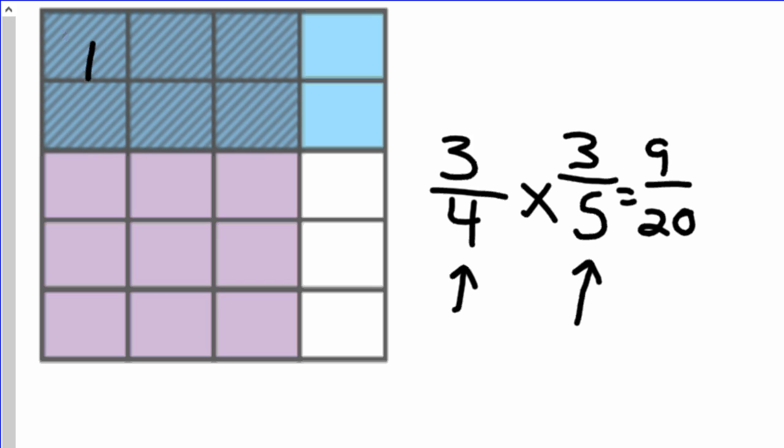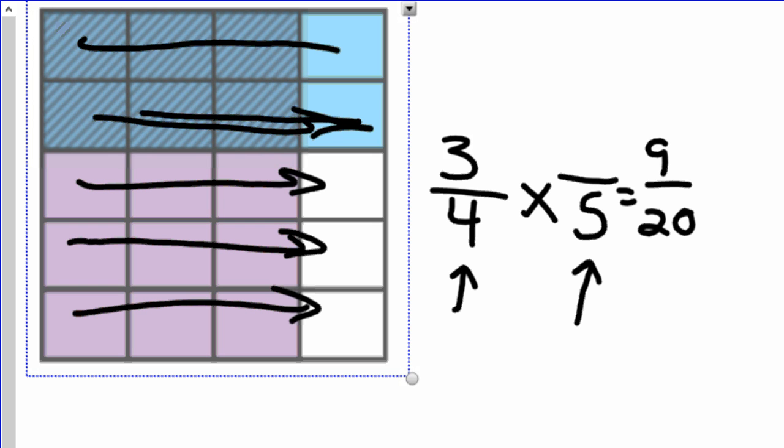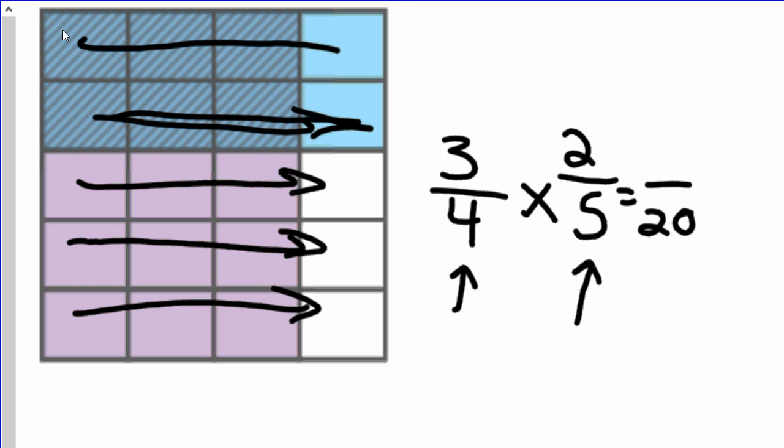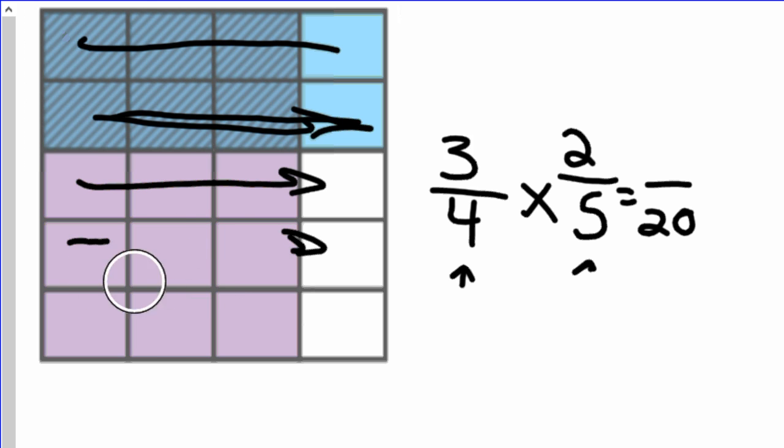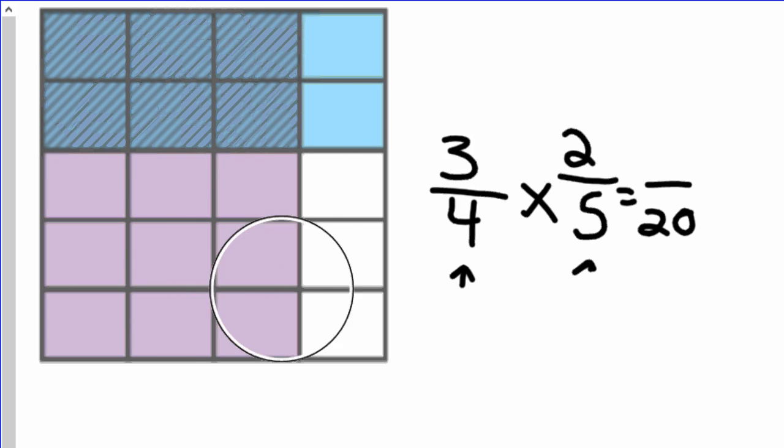Excuse me, I miscounted. Let's go back. I made a little bit of a mistake here. How many of these rows did not have white? This one didn't, and this one didn't. So two. Mistake. Two out of five. All right, now let's multiply.